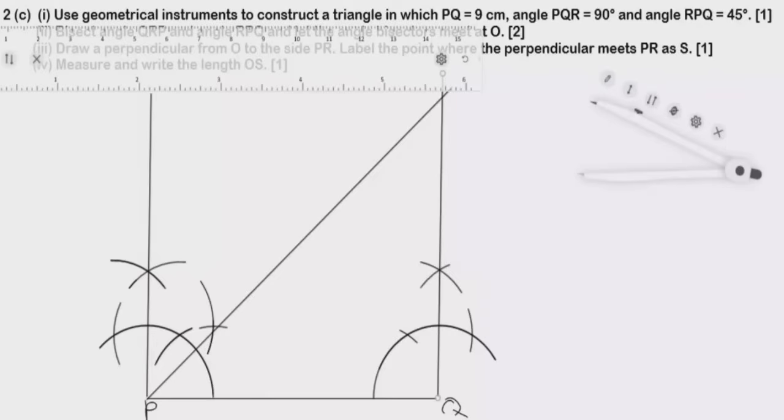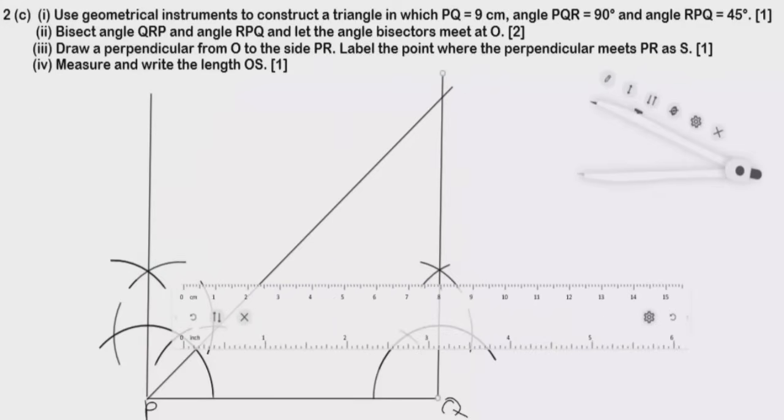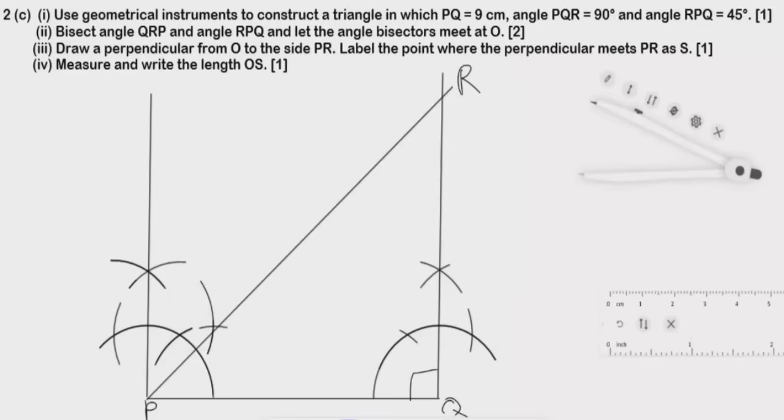And then when we look at the statements that you are given, I've drawn the triangle, and it is a right angled triangle. So now I can indicate this is a right triangle and that is point R. Okay, it's a right triangle. Now once I've done this, the next thing I'm going to do is go to question 2, which is bisect angle QRP and angle RPQ and write the angle bisectors meet at O.